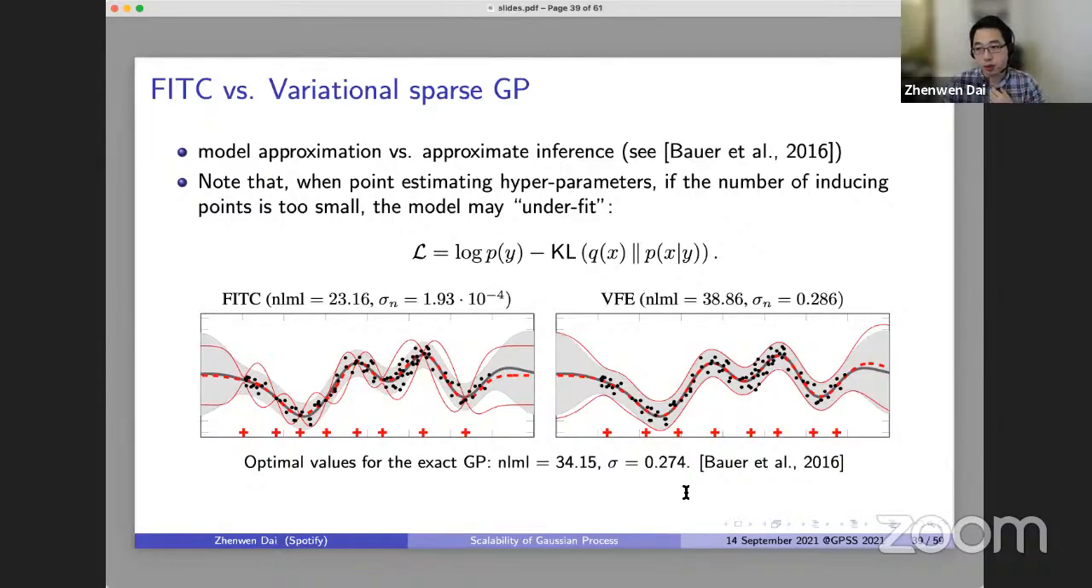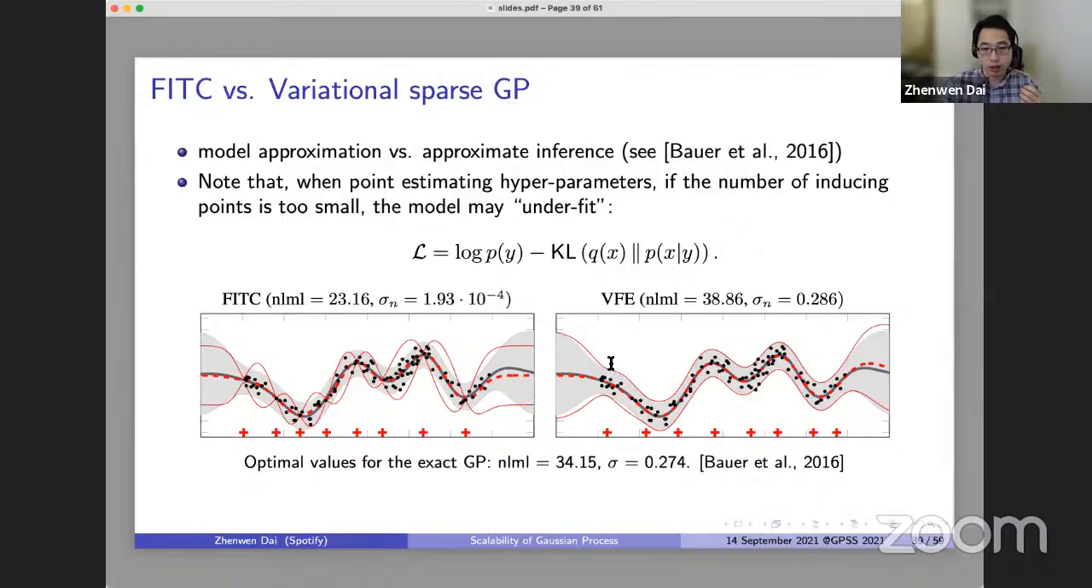But there's also a price we pay with the variational approximation. If we have too few variational parameters, then what commonly happens is that we observe something we often describe as underfitting, so that the resulting function inference results are overly smooth compared with the true data.